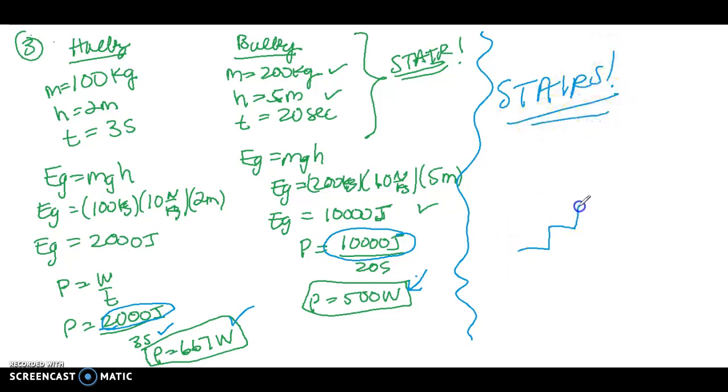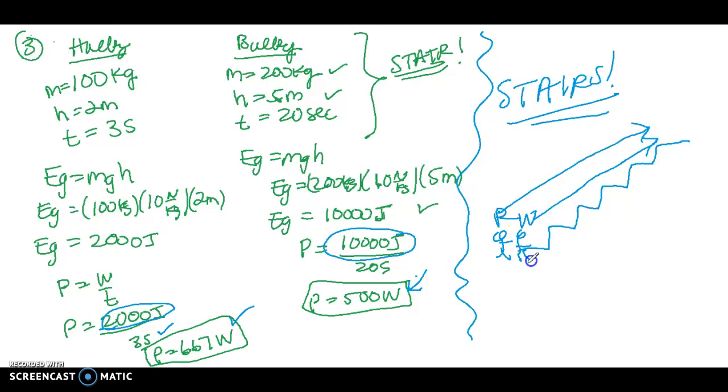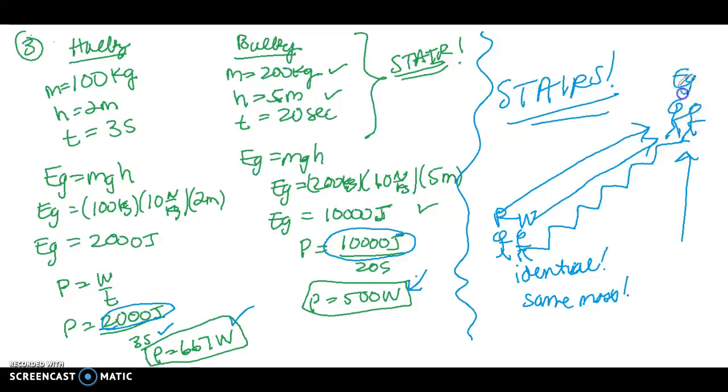Similar to this, make sure that you review what we did on the stairs. I'll just give a quick reminder of that right now. If you had the walking guy and the running guy, they get up the stairs. If they're identical, same mass, and they get to the same height, then they will have done the same amount of work or energy to get there.